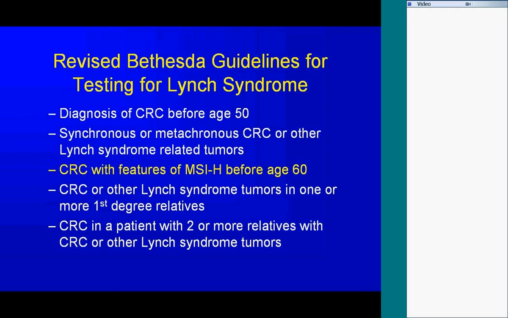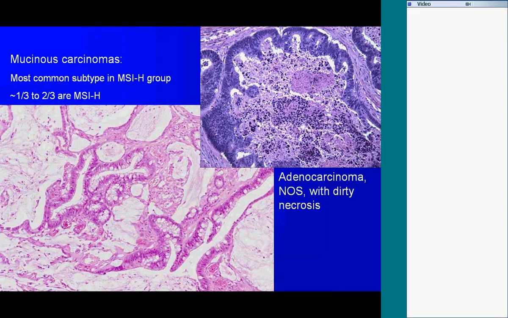Many institutions follow the revised Bethesda guidelines for testing for Lynch syndrome, which would advocate testing in any patient who has a colorectal cancer diagnosed before age 50, patients with synchronous cancers. But the one I want to highlight for you is colorectal cancer with features of MSI-H before age 60, and hence the inclusion in the checklist of some of the features of microsatellite instability high tumors.